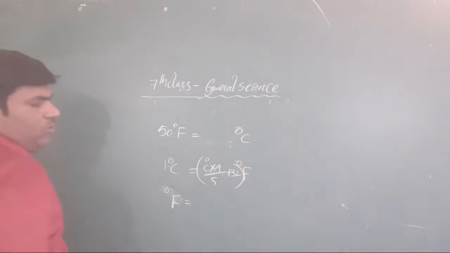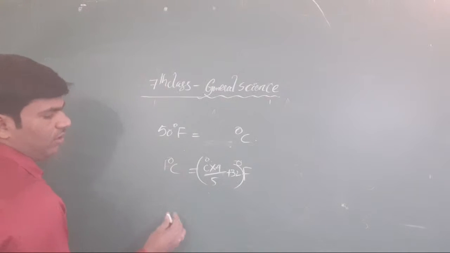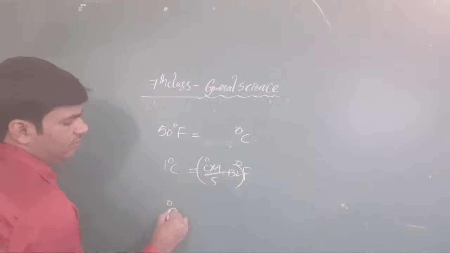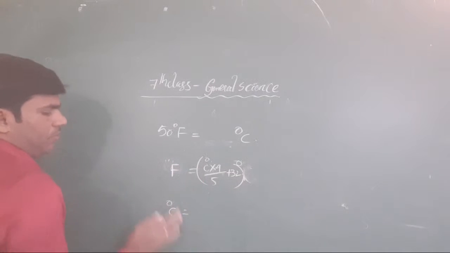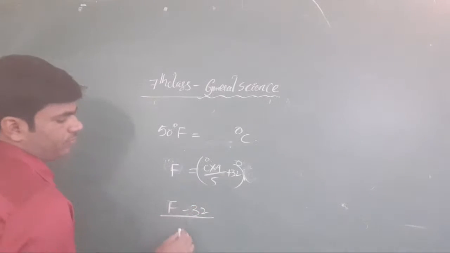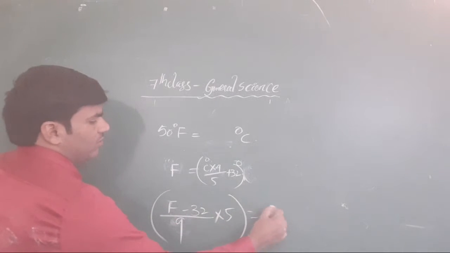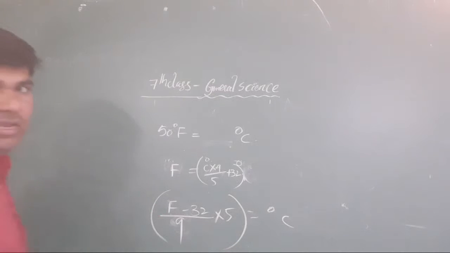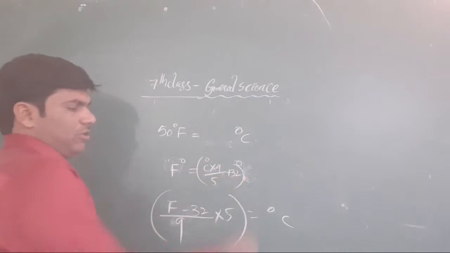Fahrenheit is given here, and you have to find out degree Celsius. Another formula is here: degree Celsius is equal to F minus 32 by 9 into 5. This is the conversion of Fahrenheit to degree centigrade. We already discussed the formula: Fahrenheit is equal to C into 9/5 plus 32.